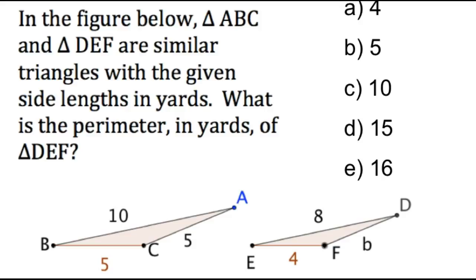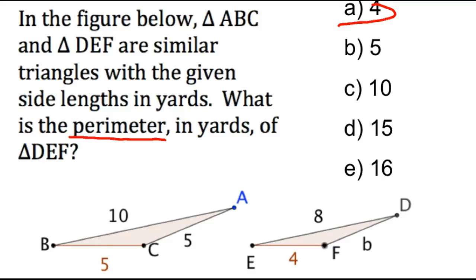Next question. In the figure below, triangle ABC and triangle DEF are similar triangles with the given side lengths in yards. What is the perimeter in yards of triangle DEF? So in this one, if you're not paying attention to the word perimeter, if you tried to just skim it and quickly answered A, you'd be incorrect because they wanted perimeter. And because you're in kind of a hurry, this is a time test, you only have a minute to do it. So you have to look a little deeper into this than that.